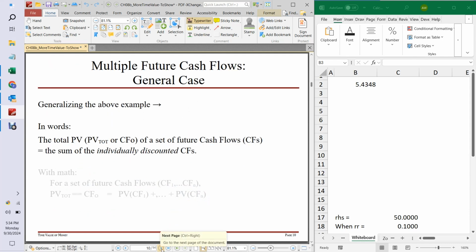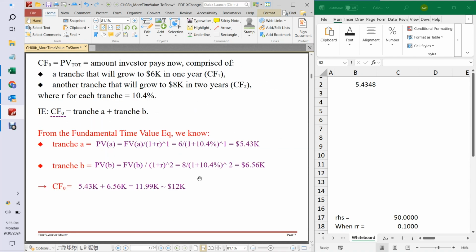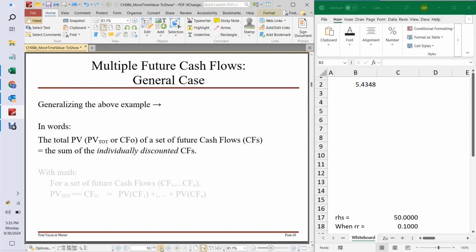So now let's see if we can generalize from that example and get an equation and some verbiage that we can use for any problem that we see like this. So in general, what we could say here is that the total present value, which we'll call PV tot or CF0, of a set of future cash flows is equal to the sum of the individually discounted cash flows. All that's saying is that we discounted that future value, that 6,000, and we discounted that 8,000, and then we added them up. So we discounted each one individually first, and then we added up the discounted value. So that's all that's saying.